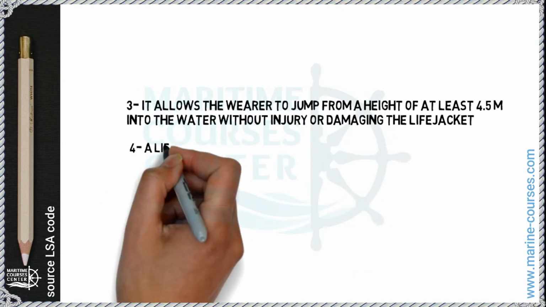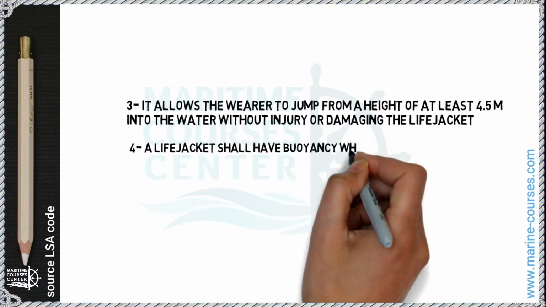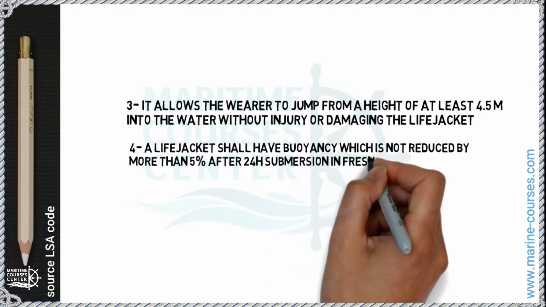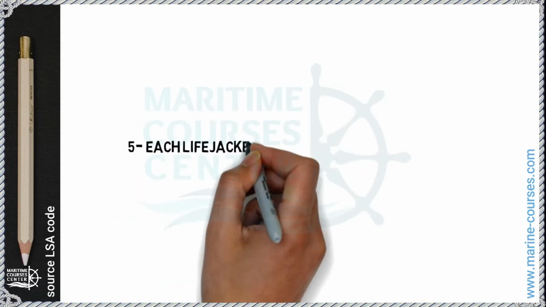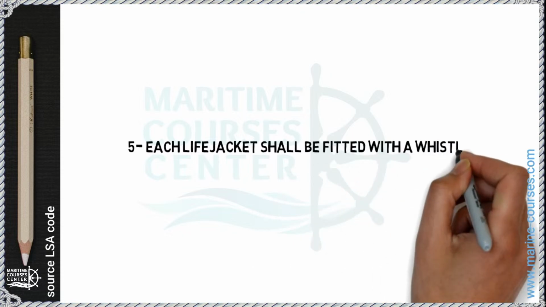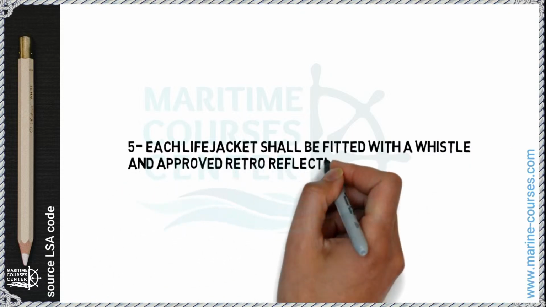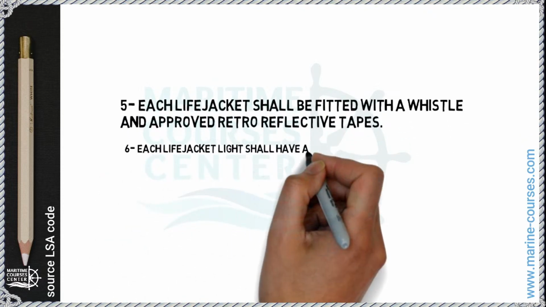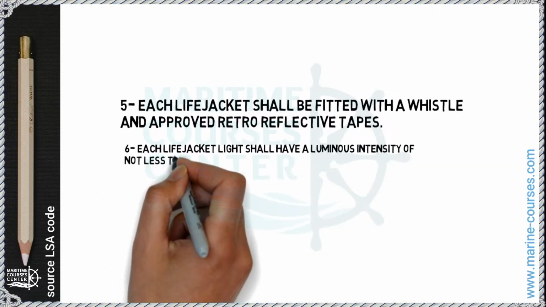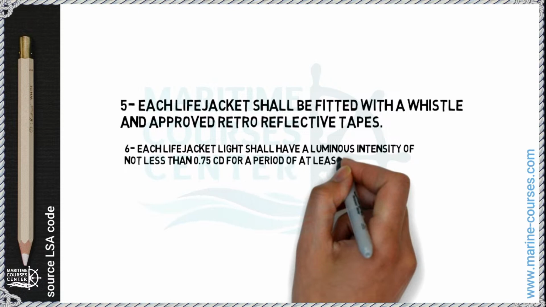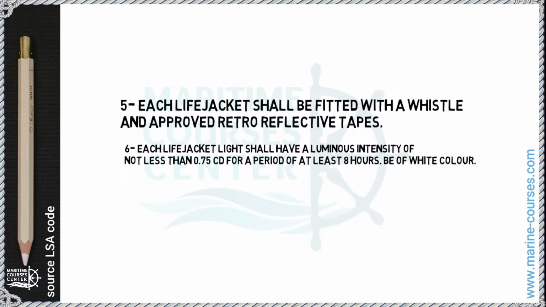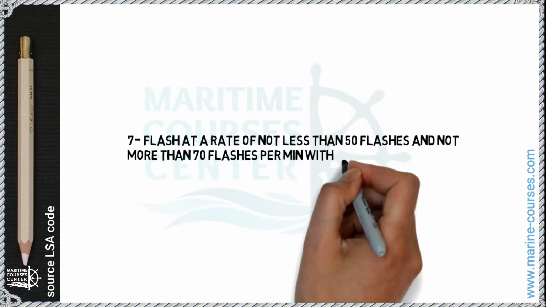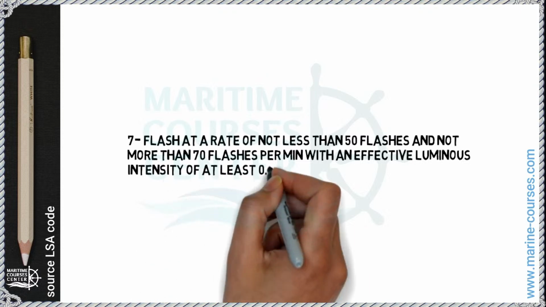A life jacket shall have a buoyancy which is not reduced by more than 5% after 24-hour submersion in fresh water. Each life jacket shall be fitted with a whistle and approved retro reflection tips. Each life jacket light shall have a luminous intensity of not less than 0.75 candle for a period of at least 8 hours. 7. Flash at the rate of not less than 50 flashes and not more than 70 flashes per minute.